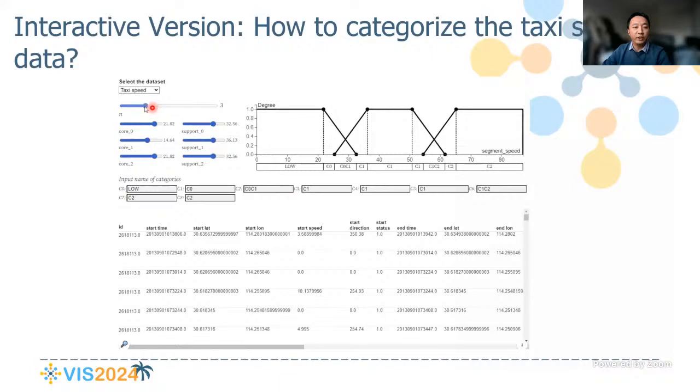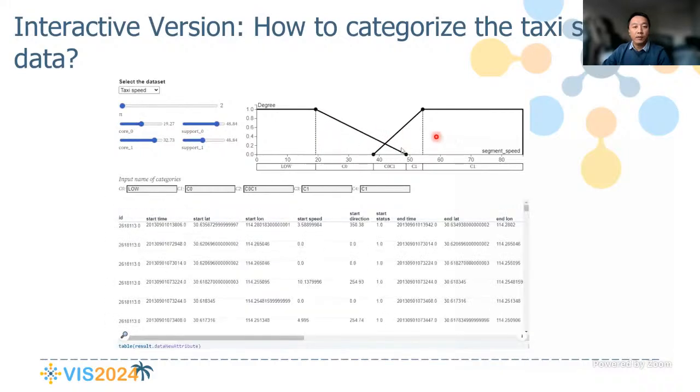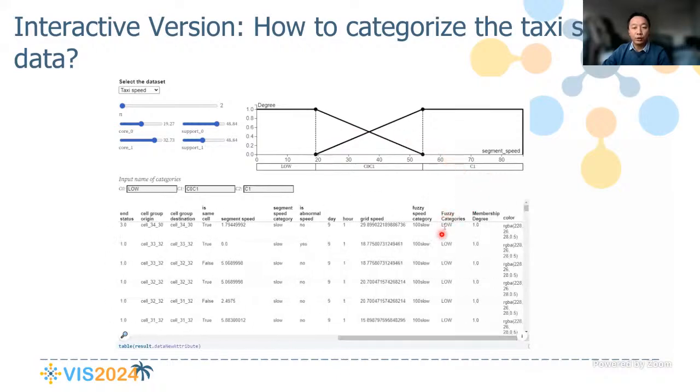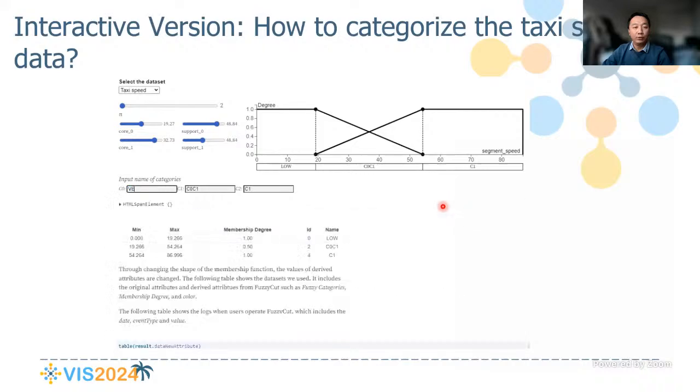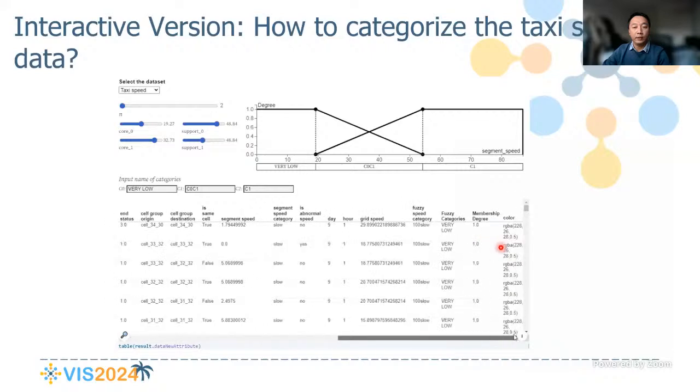Here, we can adjust the parameters so that the shape of the membership function is also changed. After changing the shape, we can get different categories with different membership values. We can also check the names of the generated categories, and we can change their names. As we can see, after changing it, the fuzzy categories change. All the items in the data could be changed.